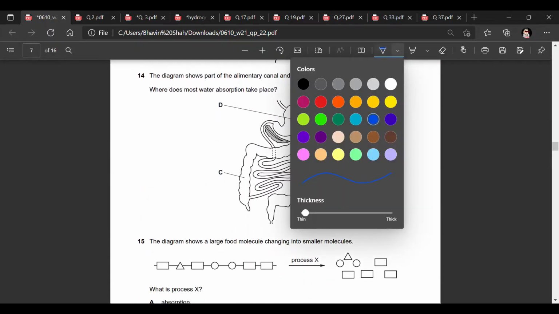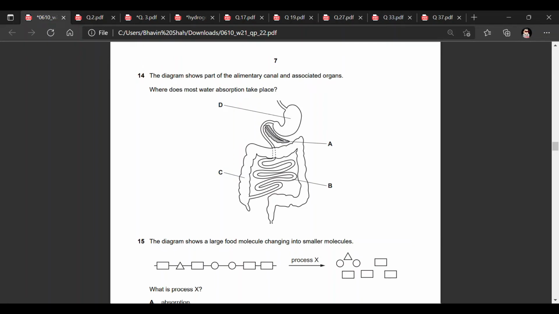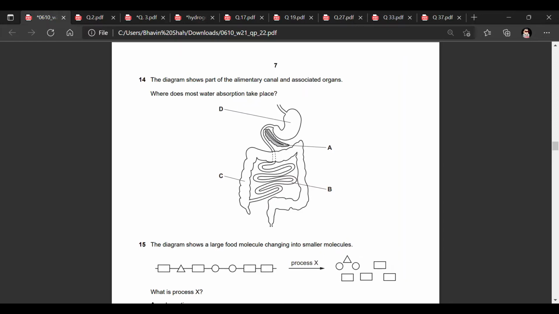Moving from here, the diagram shows part of the alimentary canal and the associated organs. Where does most water absorption take place? Identifying the labels first, D is the stomach. In the stomach, there is digestion of proteins into polypeptides. Then C is the large intestine. In the large intestine, as we can see in the textbook, it is written that the remaining water is reabsorbed.